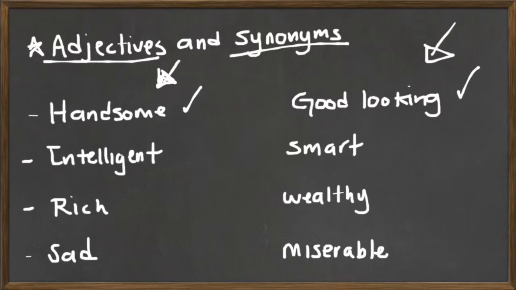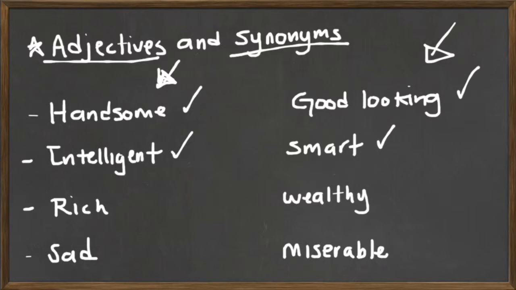Alright, now for intelligent we have smart. Smart. And smart is simply that, a person that is brilliant at what they do, because they can solve problems, they do clever things, etc.